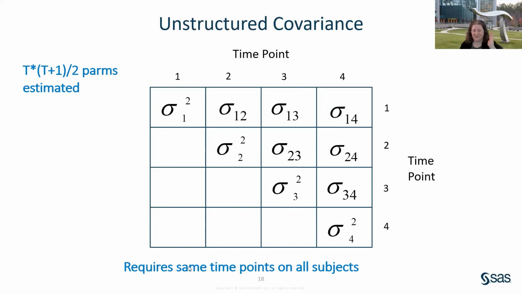So for example, you'd have a baseline time point. Maybe the patients come in weekly for the first few weeks, then they come in monthly, and then maybe you have a visit at 1 year, a visit at 2 years, something like that, follow-up. This unstructured covariance matrix does require that you have the same time points on all subjects. They can be unequally spaced, but you do need to have the same time points.